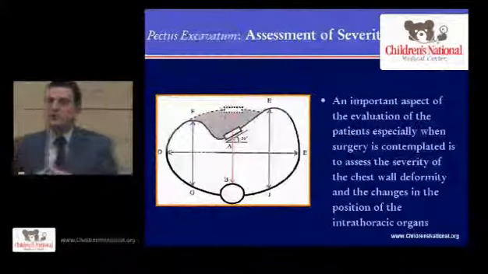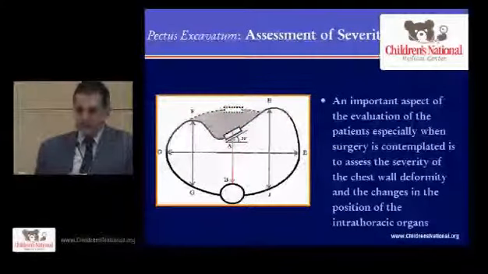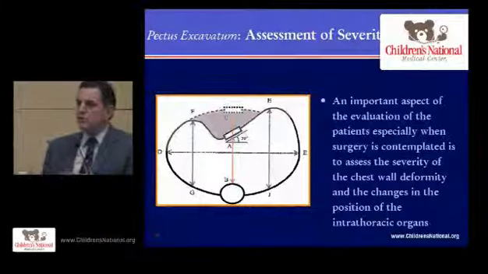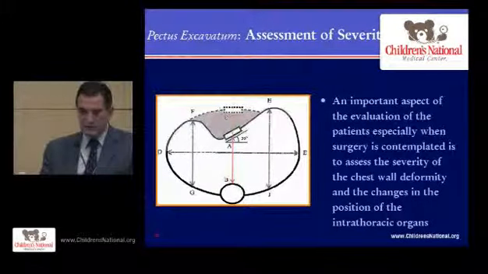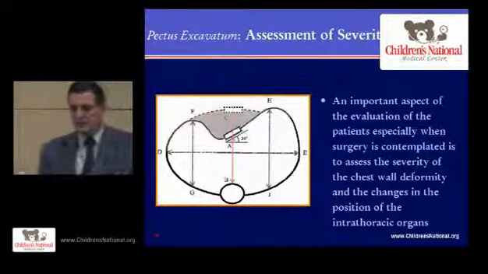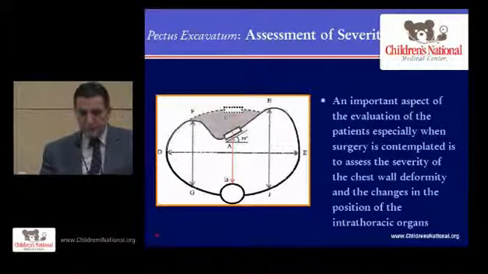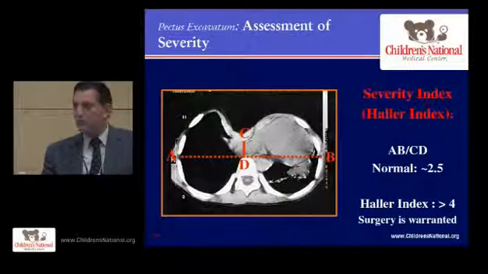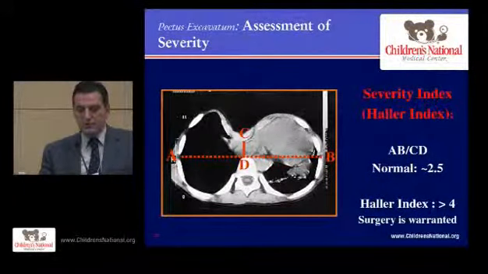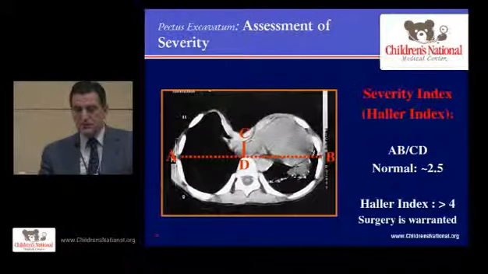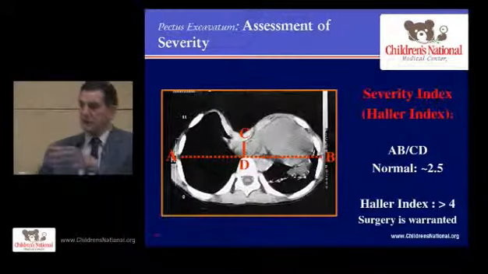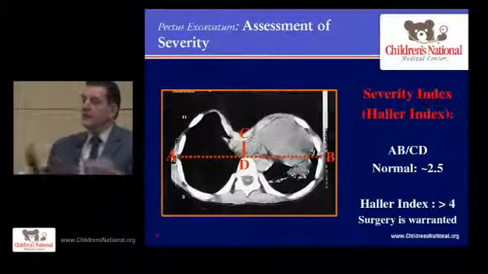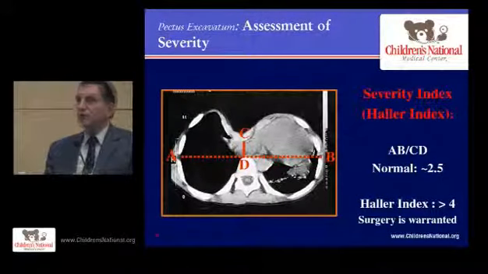In terms of the severity, there have been many different ways to assess, and the most commonly used index is the Haller index, which is a very simple one. You take a CAT scan, and you measure the transverse diameter of the chest, and then you measure the distance between the sternum and the spine at the most narrow portion, and you have the ratio between the two.